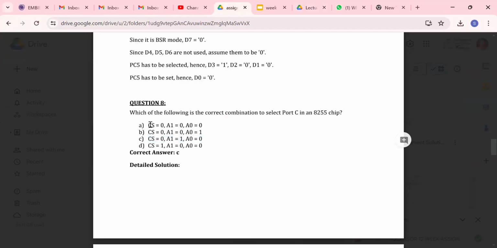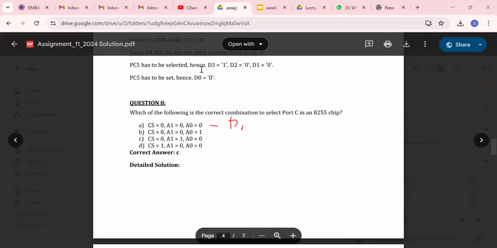000, this is port A. When you see that, this is port A and this is port B and this is port C. And the final one is the control register. So if I ask any of the four, you have to know port A, port B, port C, control register.